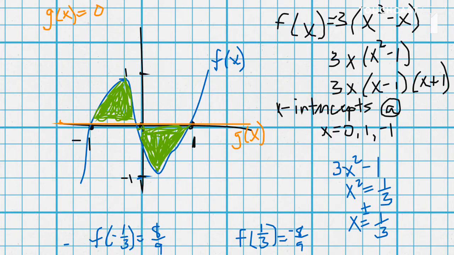And if I look at where they intersect, it's nothing more than the intercepts of the original graph, which you can see I found from factoring that original graph.